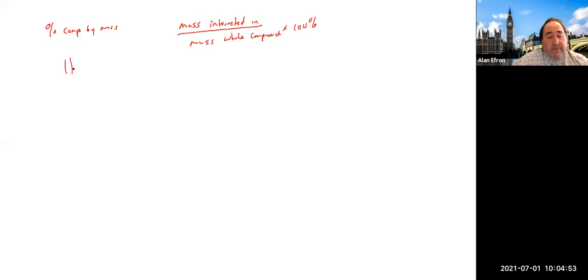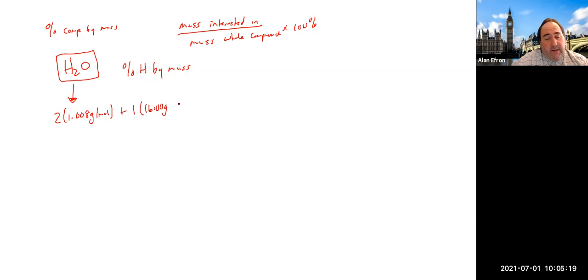So you could do that from formulas, very much like what we did with the hydrates. We just take water, for example, and we want to know what is the percentage of hydrogen by mass in water. The first thing we would want to do is what we did earlier today, which is get the molar mass of the entire thing based on the formula: 2 times 1.008 for our hydrogens, plus 1 times 16 for our oxygen, gives us a molar mass of 18.02 grams per mole. Now, since we're interested in the percentage of hydrogen that's present, there are 2 hydrogens, which means that is the mass of hydrogen that would be present.